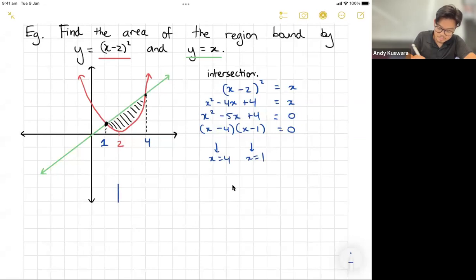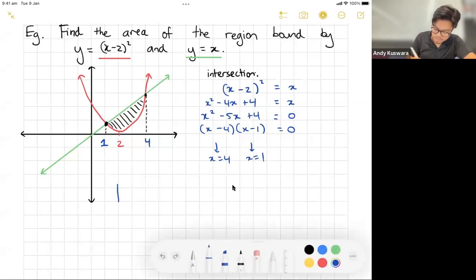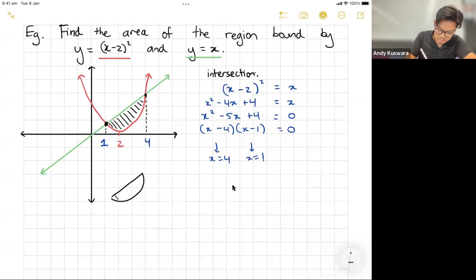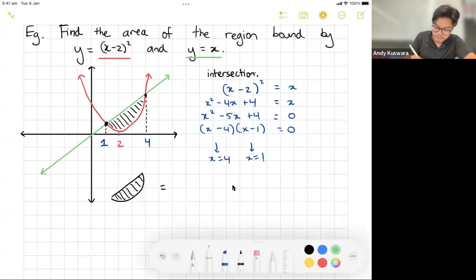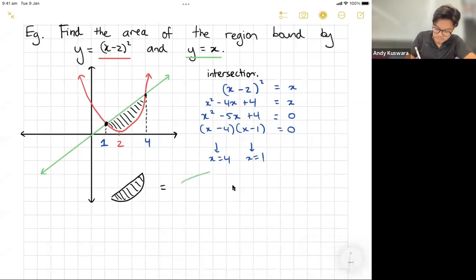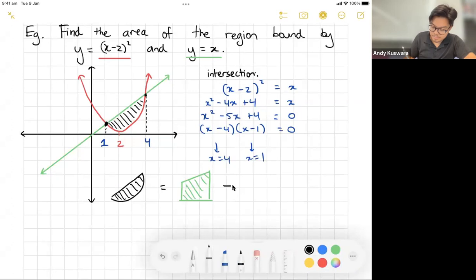The area that we want, bear with me here. The area is kind of like this. That area that we're looking for is going to equal the area under the green, which in this case is actually going to be some sort of trapezium. There it is.